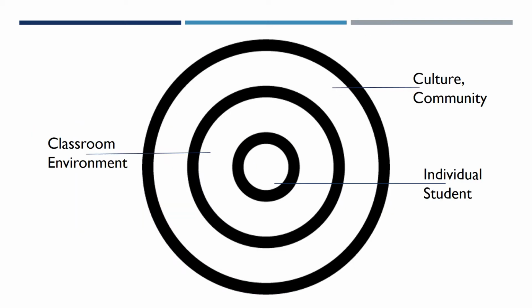How well a student bounces back after a challenge is impacted by a variety of factors, seen here as layers of influence, where the outer circle represents the student's culture and community, the middle circle represents the classroom environment, and the center circle represents the individual student's personality and experiences.